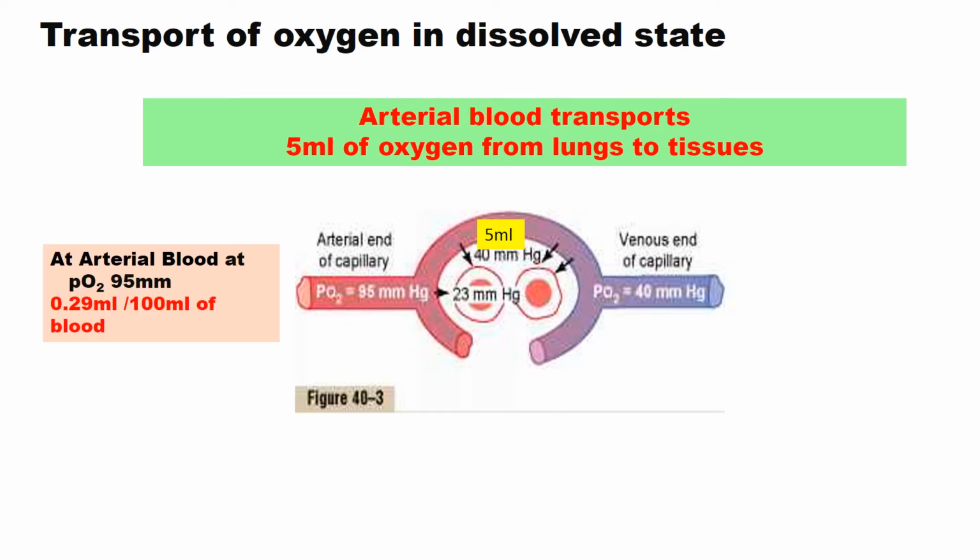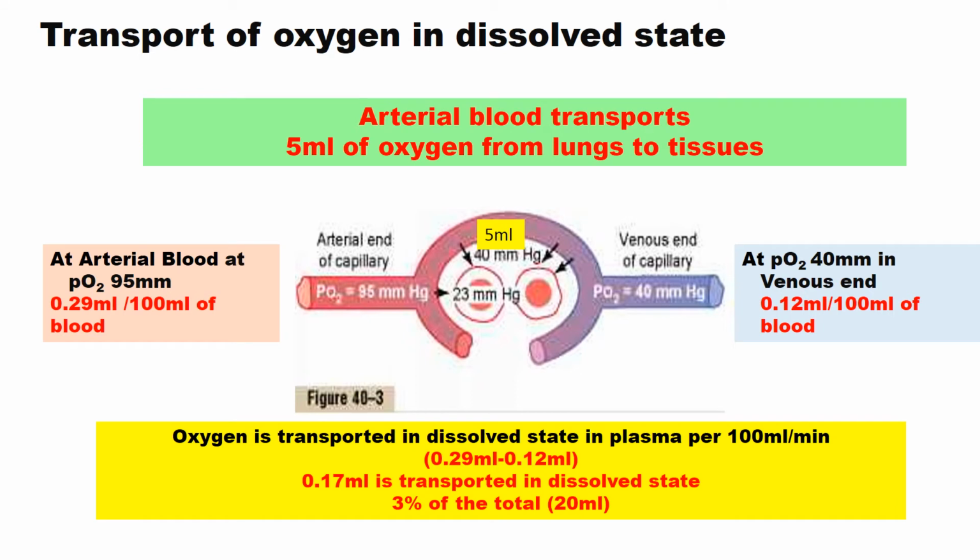As we can see here, the arterial blood carries 0.29 ml of oxygen per 100 ml of the blood, and when it is leaving the tissue, the venous end of the capillary has oxygen that is 0.12 ml per 100 ml of the blood. So if we want to calculate the amount of oxygen that has been transported by the dissolved form, it will be the difference of the two from the arterial end to the venous end, and we get 0.17 ml, which is the amount of oxygen which is normally transported in the dissolved state to the tissue by each 100 ml of the arterial blood flow.